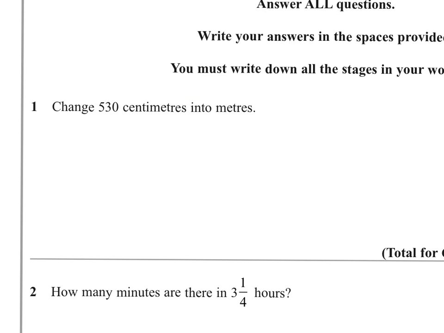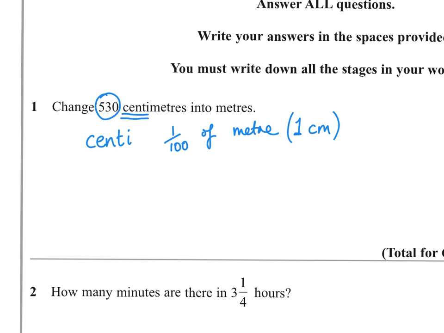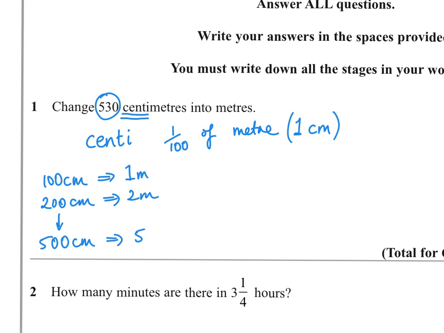Question 1 asks us to change 530 centimetres into metres. Well, if we look at the word centimetres here, this part means 1/100th of. So think about 1/100th of a metre, then you've got the idea of what a centimetre is. So if you think 1/100th of a metre is 1 centimetre, then what would 530 centimetres be? Well, if 100 centimetres gives you 1 metre, then 200 would be 2 metres, and so on, up to say 500 centimetres, that would give you 5 metres.